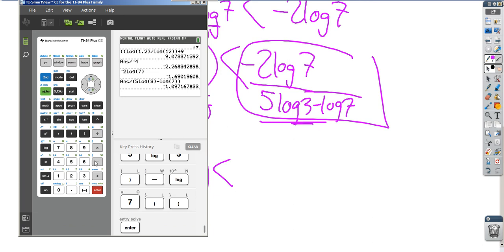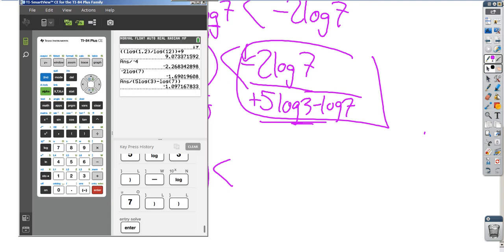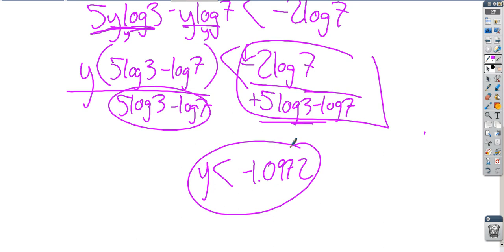And you might say, well, that's a negative number. That's true, but the bottom part that we divided by is positive. Okay, remember this was a negative number here. We're dividing by something positive, so it should be a negative, and it's less than negative 1.0972. That's our final result.